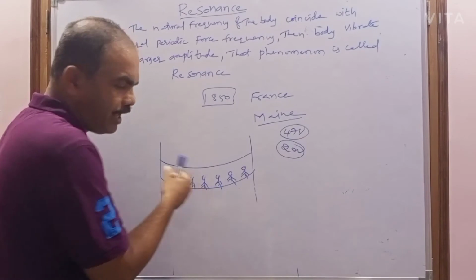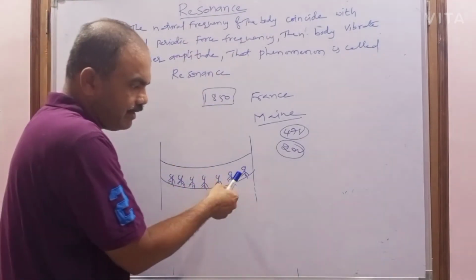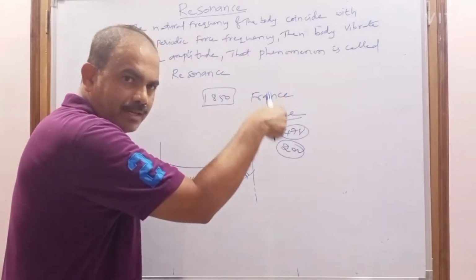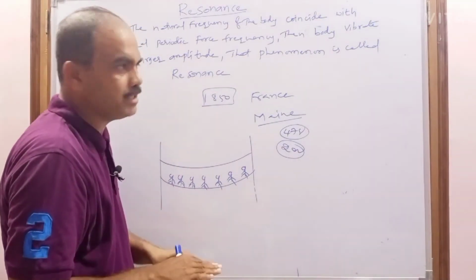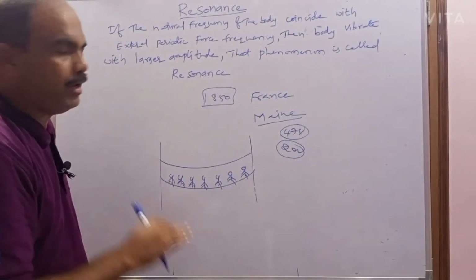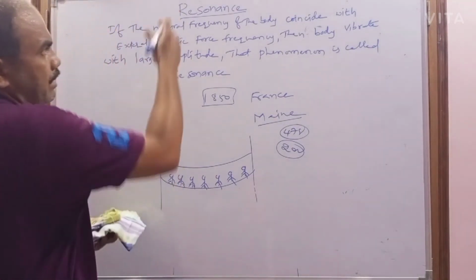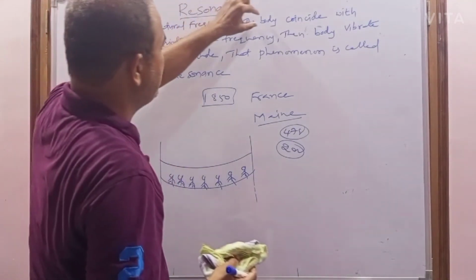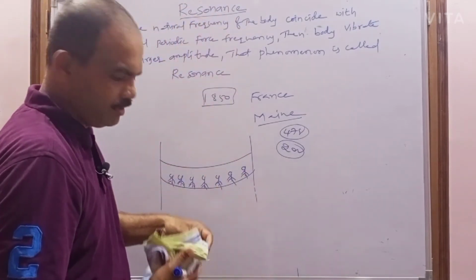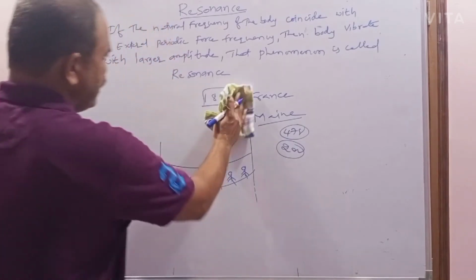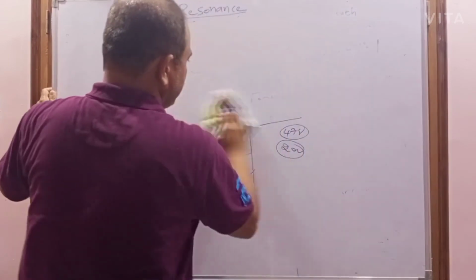And why did the bridge collapse here? Because of resonance. The natural frequency of this bridge coincided with the external periodic force. What is the external periodic force? Left right, nothing but marching. So when resonance happens, the natural frequency of the body exactly coincides with the external periodic force.